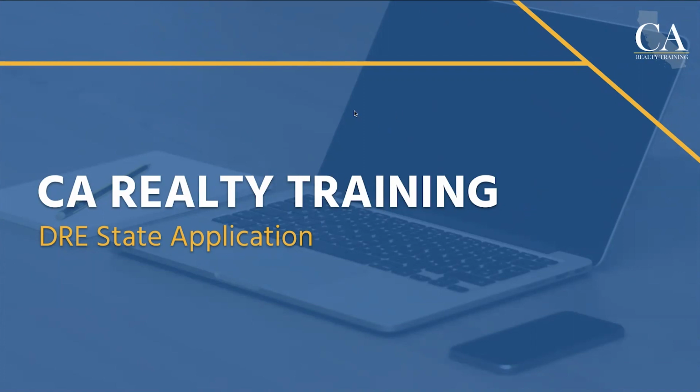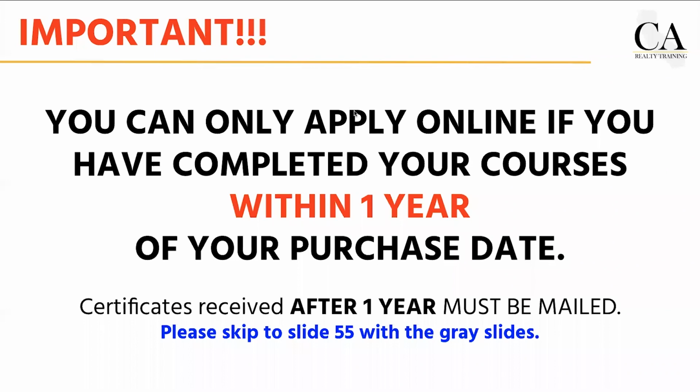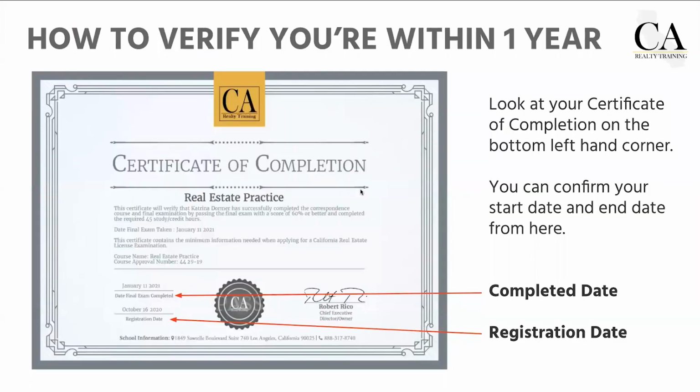Let's get into it. So first things first, major change within the Department of Real Estate. You cannot take over 1 year completing these courses. That's 1 year from your purchase date. So if you are that one special student that took over 1 year somehow, your certificates show over 1 year, please contact us or your real estate education provider so they can see what options you have available. Again, your certificates must show a completion date within 1 year. And here's how you verify that through our system and with our course certificates.